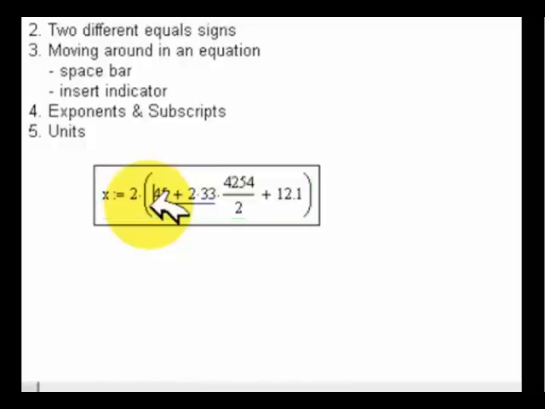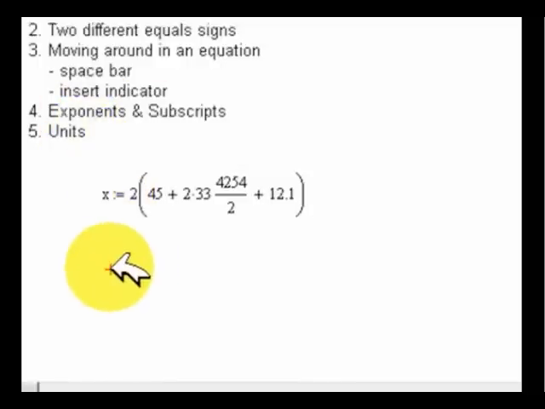Okay, so if I use the space bar, I can pick what I'm going to operate on, and the vertical bar there is telling us where it's going to be placed. Okay, so that's moving around with the space bar and insert indicators. That little vertical blue bar is called the insert indicator.